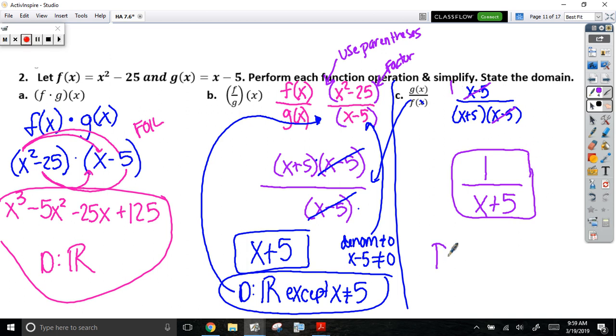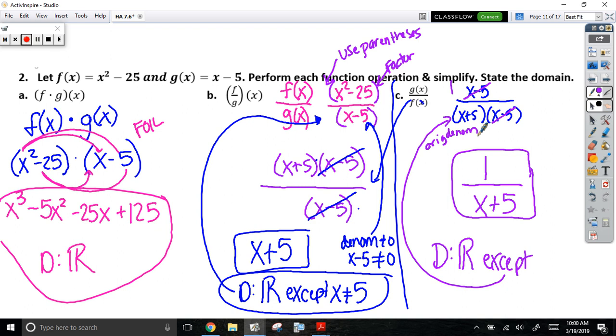Okay, now our domain is all real numbers except what? Colton? Negative 5 is one of them, and 5. Remember to look at the original denominator. So you have 2 restrictions. You say that x cannot equal 5, and you can either put just comma negative 5, or you can put plus or minus 5, or you can put 2 separates. X cannot equal this and this.